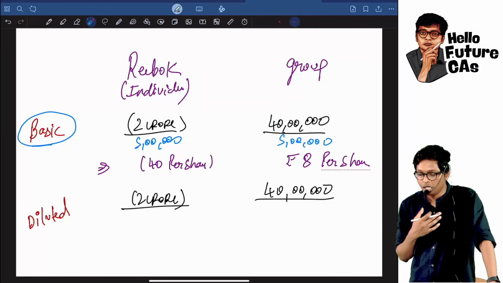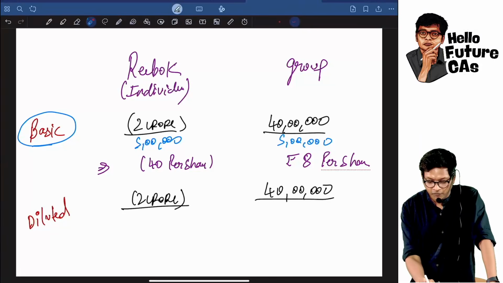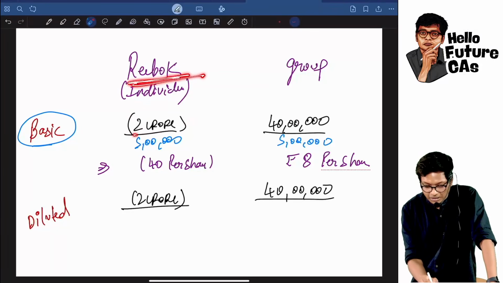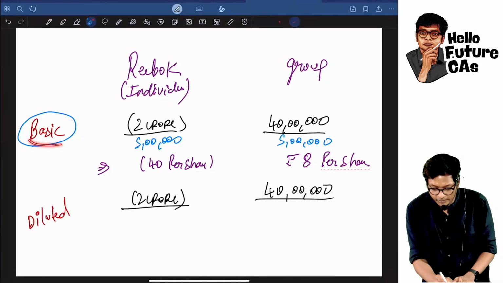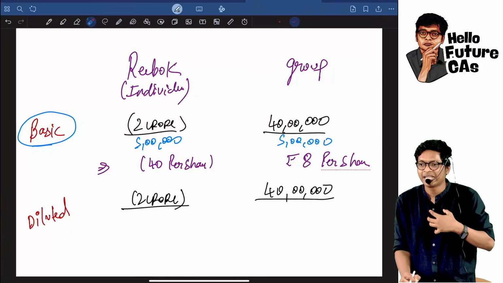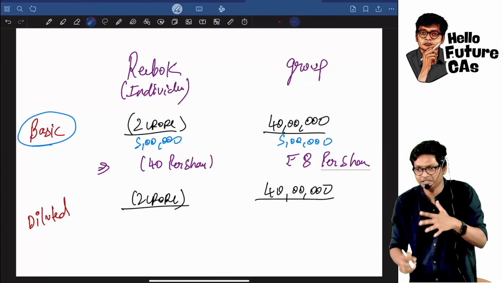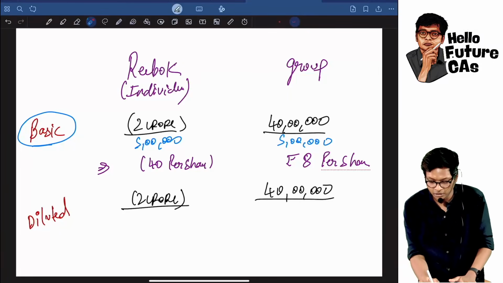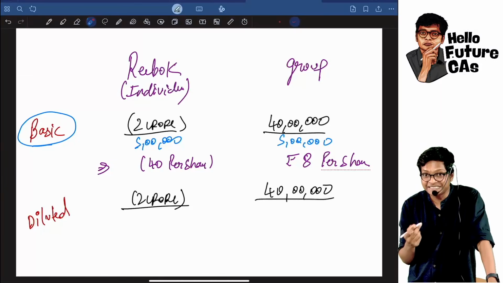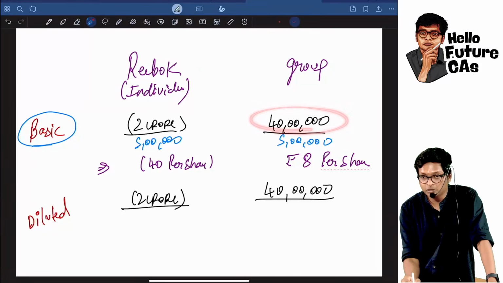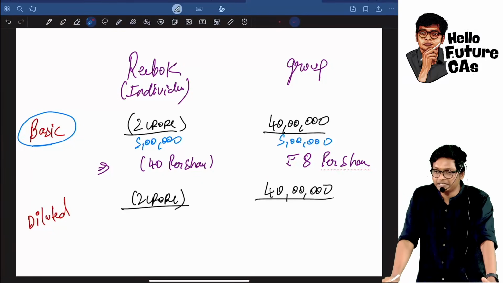Correct? I am just writing down the profit which is given. For Reebok standalone, 2 crores loss. For group, 40 lakhs profit. That is given. I have copy pasted. Is that clear, guys? Now I am doing basic EPS. I am focusing only on basic EPS. In basic EPS, Reebok has 5 lakh shares, no adjustment, no complication. So 2 crores divided by 5 lakh, you will get negative 40 per share in standalone. In group, 40 lakhs total net profit divided by 5, you will get 8 rupees per share profit, positive. Is that clear, guys? Simple.